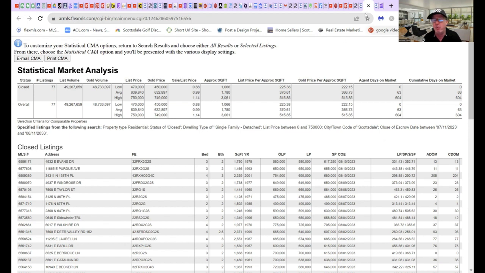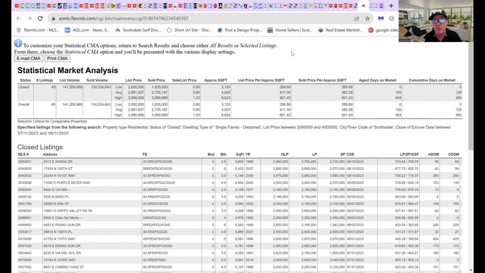Now, if I change price ranges and I go into the more expensive price ranges, this is 2 million to 4 million. The average list price was 2.881 million. The average sold price was 2.735 million. And they were selling for 95% of asking price with an average square footage of 4,825.